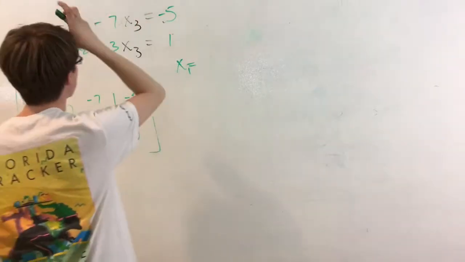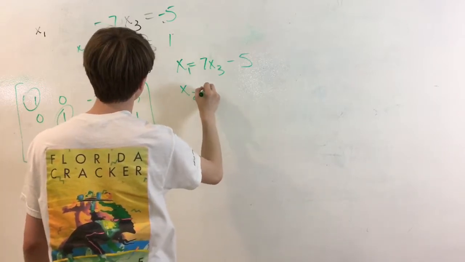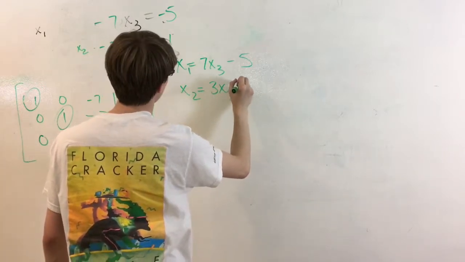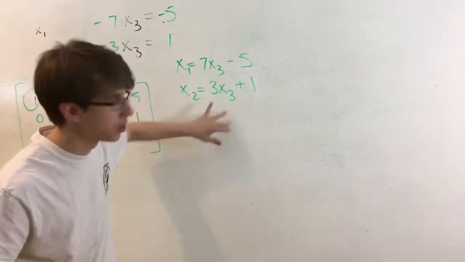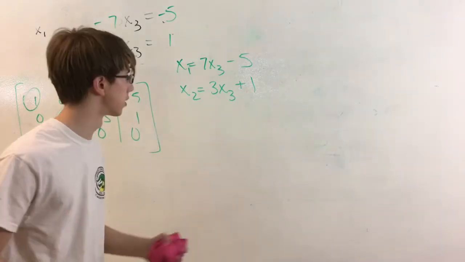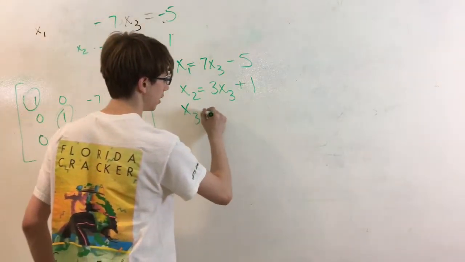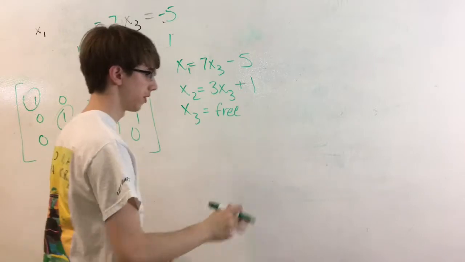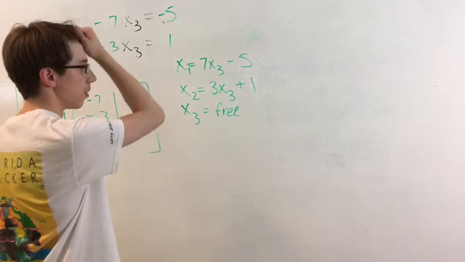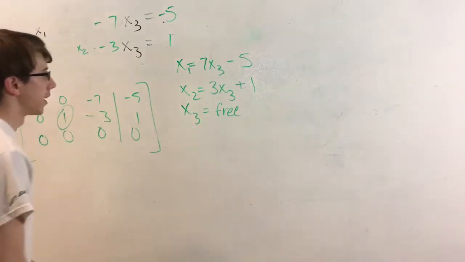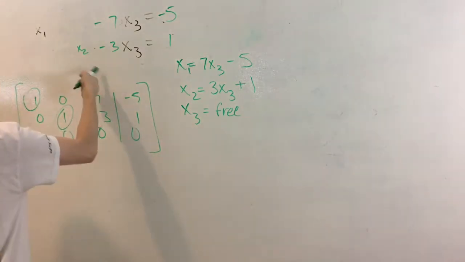So we end up with x1 is equal to 7x3 minus 5, and then x2 is equal to 3x3 plus 1. And even if we were to define x3, it would just be in terms of x1 and x2, so it doesn't matter. There's no way to actually solve for x3. So what we do in that case is we say x3 is equal to free. It's a free variable because no matter what value we give for x3, there's some value for x1 and x2 that is a solution to this problem.